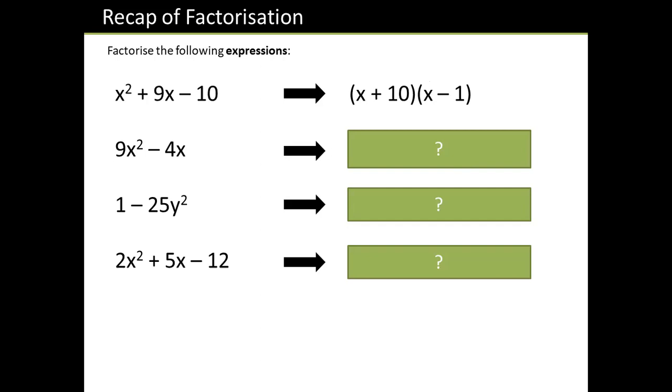Take note that when we factor out the first and the last term, we make sure that we can get the second term. Okay? So if we multiply that one, x times x is x squared. x times negative 1 is negative x. 10 times x is positive 10x. All right, and 10 times negative 1 is negative 10.